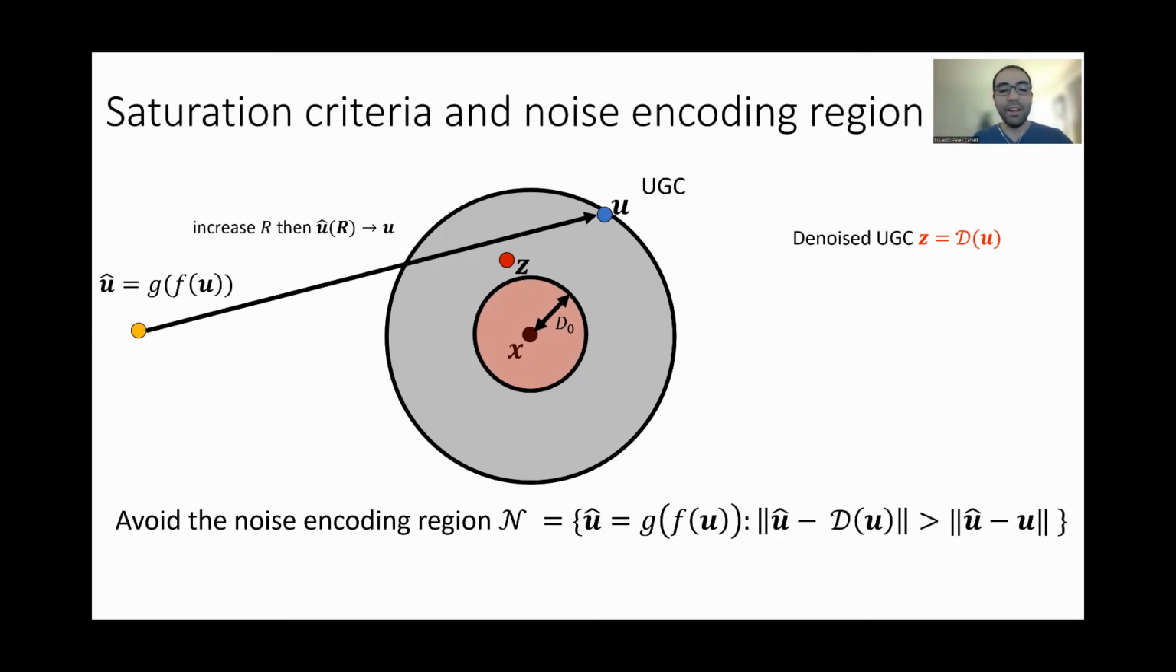So what we define is this notion of noise encoding region, which basically compares the encoded UGC to both the denoised reference C and to the input UGC. And we define that we are encoding noise when we are closer to the UGC than to the denoised reference. Therefore, the noise encoding region are basically the blue points on one side of this line, and the region in which we want to operate are the yellow points, on the other side of this blue line.